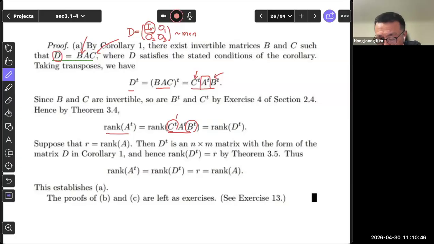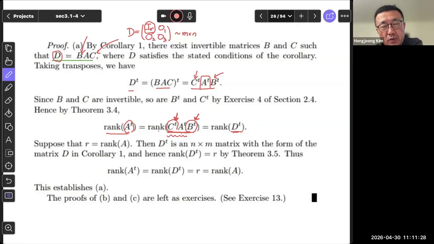So multiplication by this C transpose or B transpose does not change the rank, right? But anyway, the rank of A transpose is this. So the rank of A transpose is the same as this, and this is just the D transpose matrix, right? So let me mention one more time. Given A transpose, multiplication by invertible matrices does not alter the rank, so the rank between these two will be the same, but this product is just the D transpose matrix.